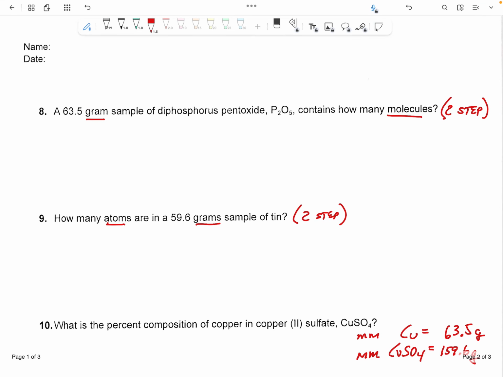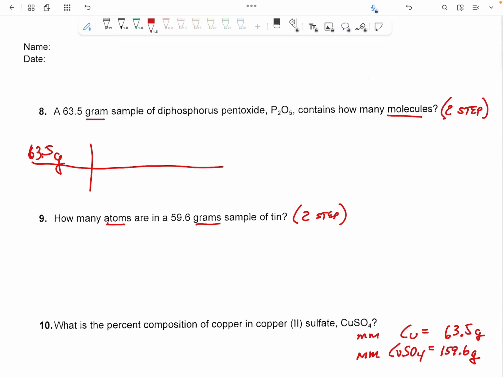Number 8, a 63.5 gram sample of diphosphorus pentoxide contains how many molecules? Two-step problem. So we're going to go like this. Write down 63.5 grams. That's ugly, but I'll just leave it there.